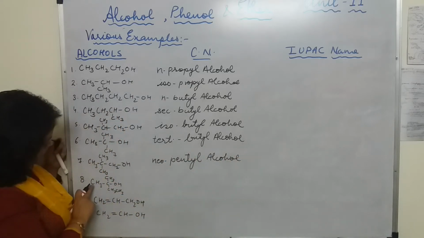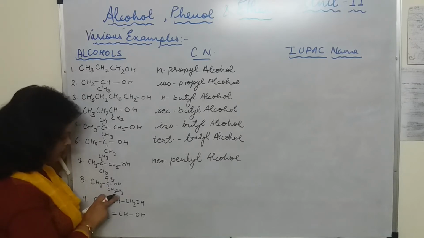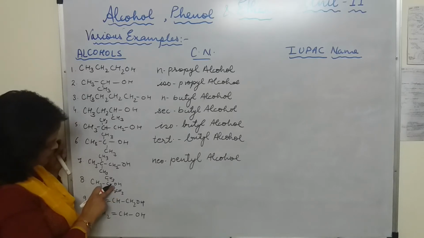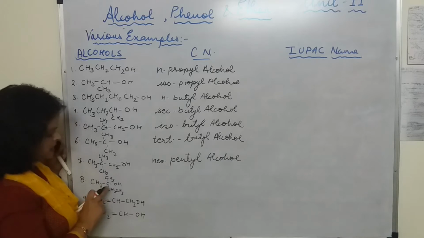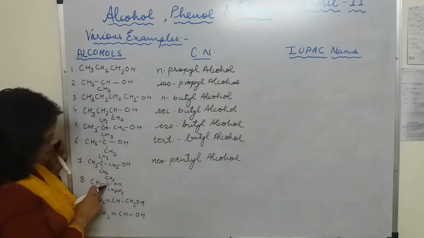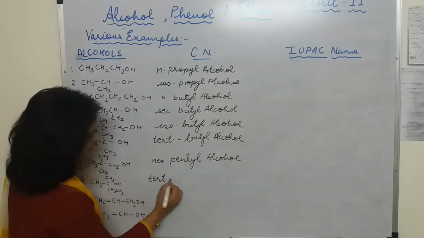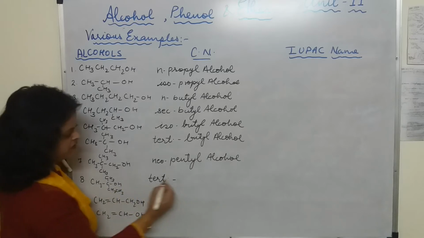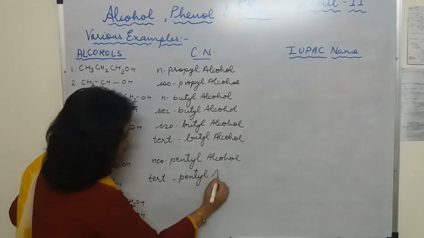Okay. Now 1, 2, 3, 4, 5. Again it is 5 carbon, but here we can see this OH, it is attached to this carbon. And it is not iso, it is not neo, but if we find out whether it is secondary or tertiary, we will see that it is tertiary. So we will write tertiary. How many carbons were there? 5. So tertiary pentyl alcohol.